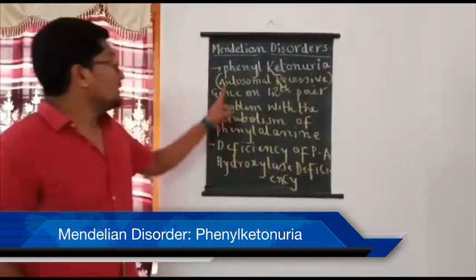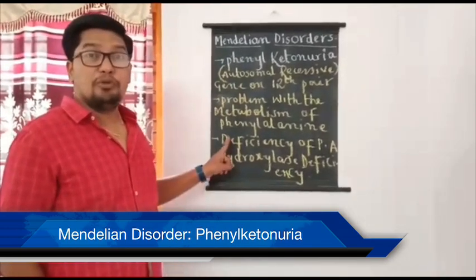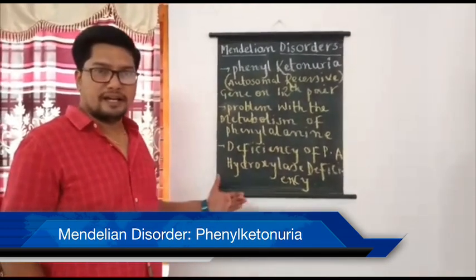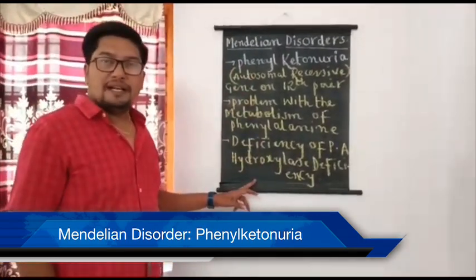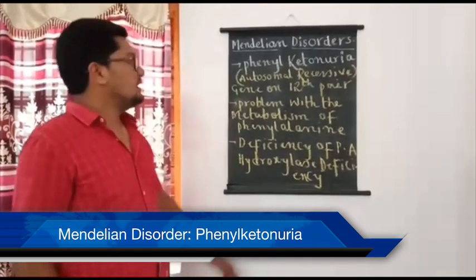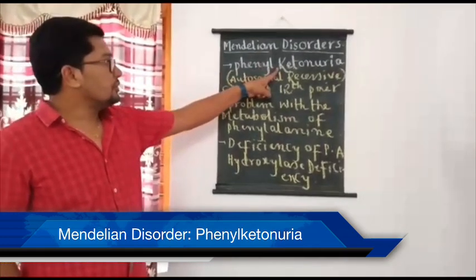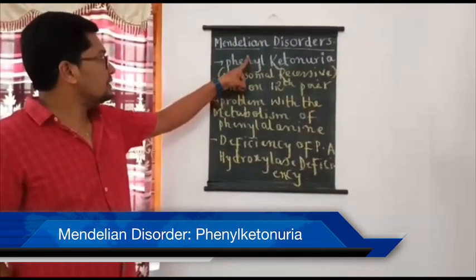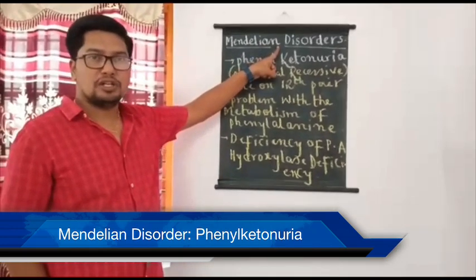In my previous video, we completed hemophilia and color blindness, and in today's video let us complete the remaining 3 Mendelian or gene disorders. Now let me start with phenylketonuria. Phenylketonuria is a gene disorder or Mendelian disorder.